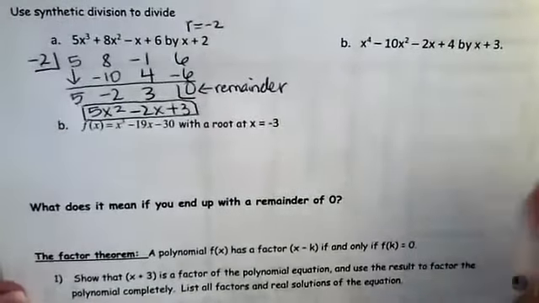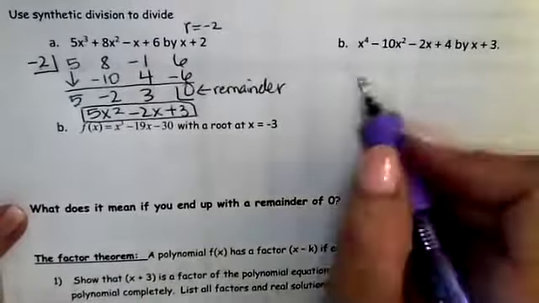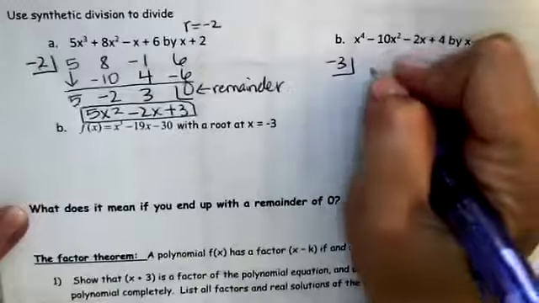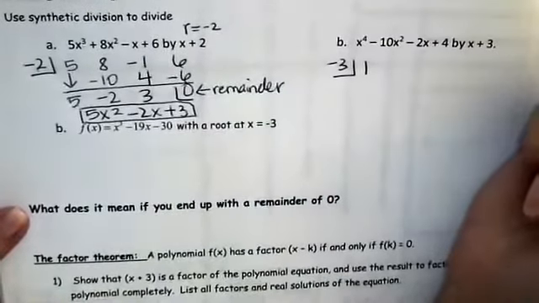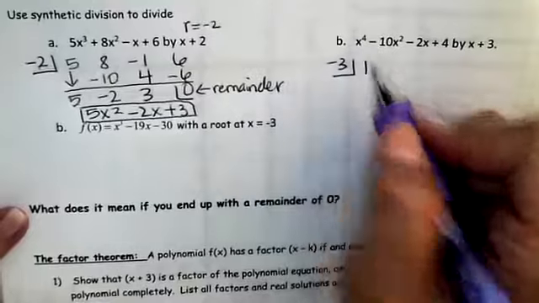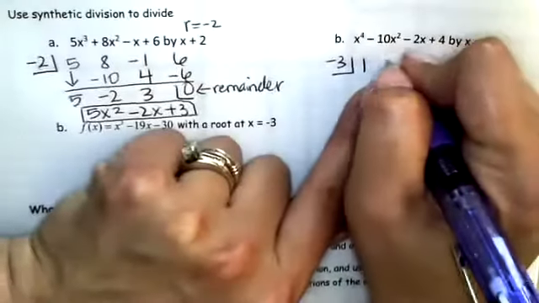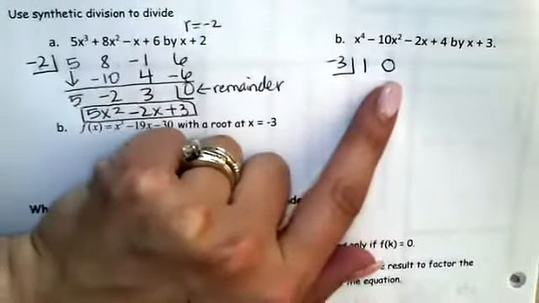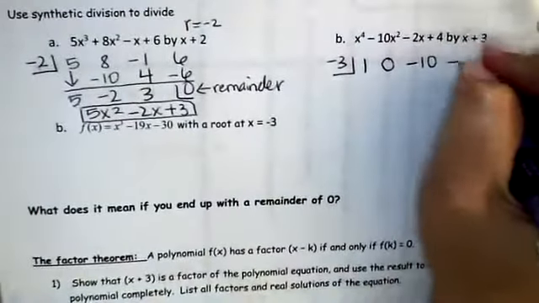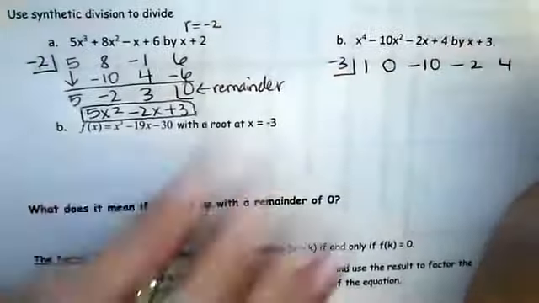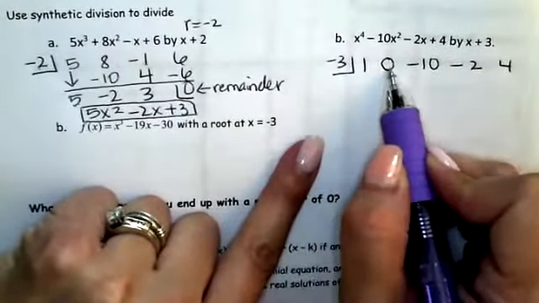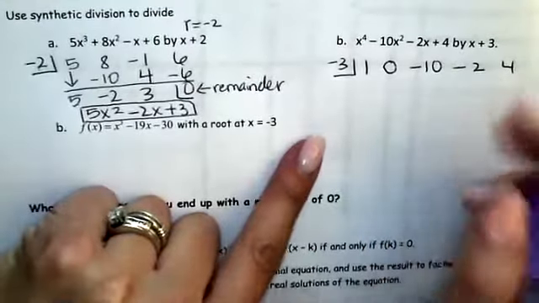All right, we'll try another one of those. Right here for B. We put a negative 3 in that top corner. We're going to use our coefficients, and we got to be really careful here because it starts with a 4, and then there is no x cubed. So I've got to have the 0 here. Then negative 10, negative 2, and then 4. Again, I'm going to count those with the highest exponent. That was 4, 3, 2, 1, and 0.